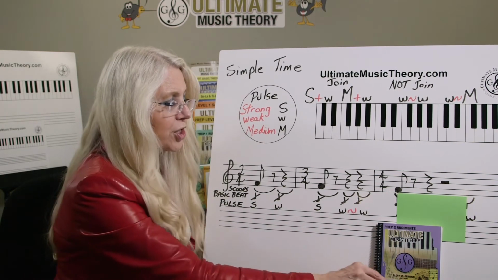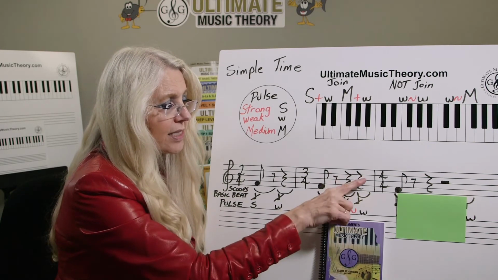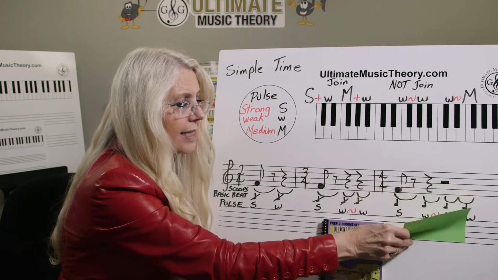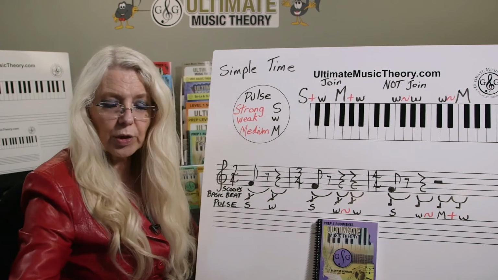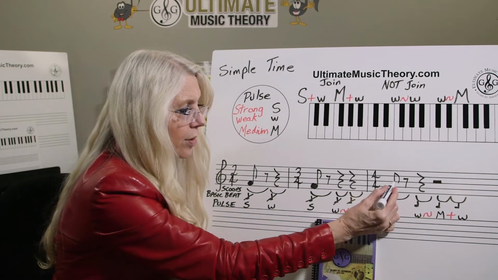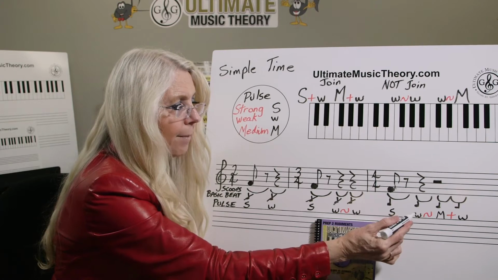In our final measure, the time signature says 4/4. So that tells us that we're going to have 4 quarter note values per measure, right? Strong, weak, medium, weak.